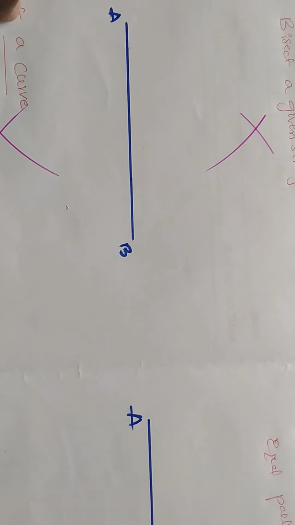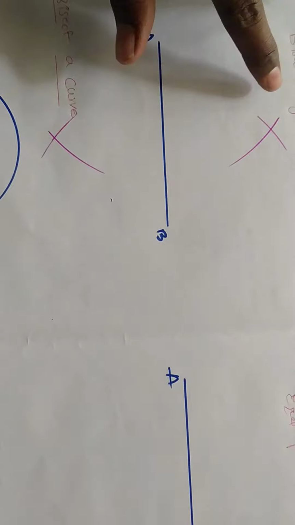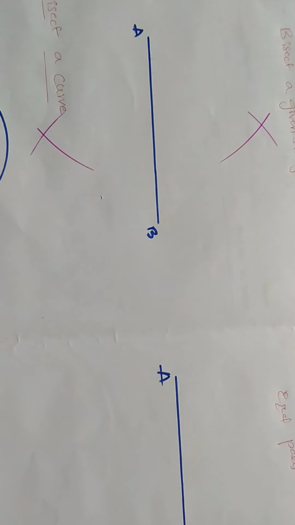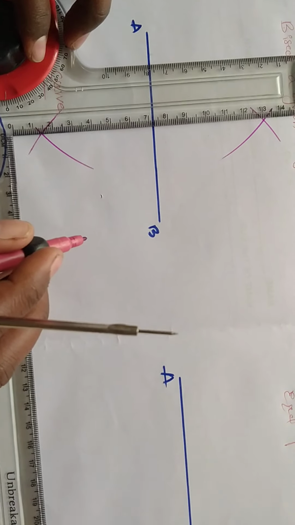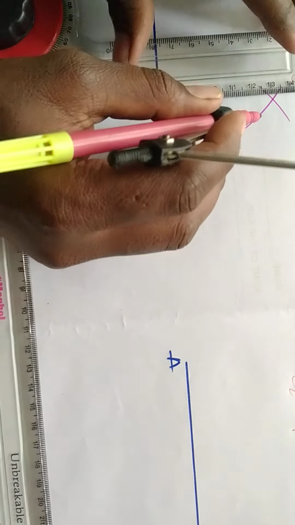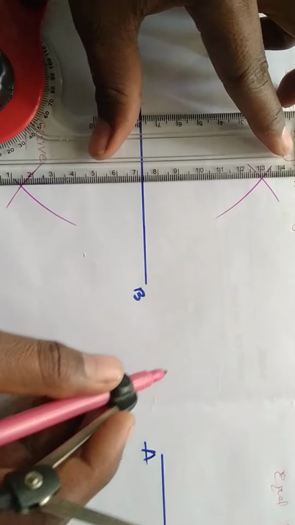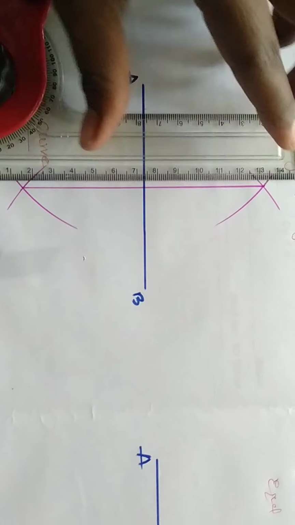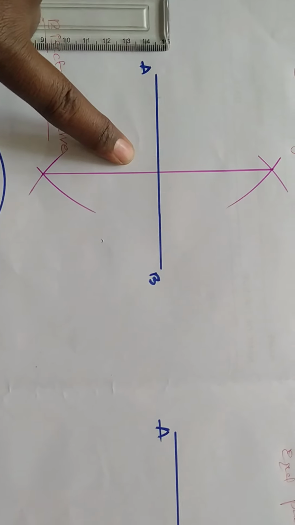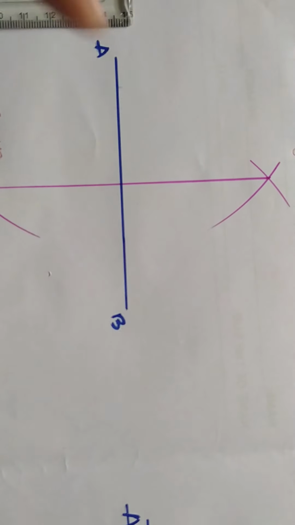Next, join the two arcs' intersection points. This line is considered the bisecting line of AB.